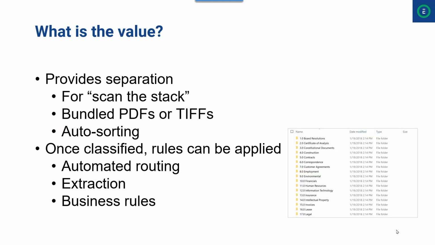Classification is an important requirement for the automation of separation or sorting of bundled document sets. It allows the system to know when one document ends and another begins. You can mix up invoices and purchase orders and it will know the difference without separator pages.